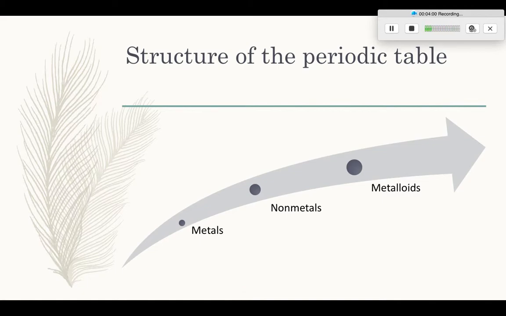Structure of the periodic table. As you can see here, the first dot has metals, the second one nonmetals and metalloids. Those form up the periodic table.